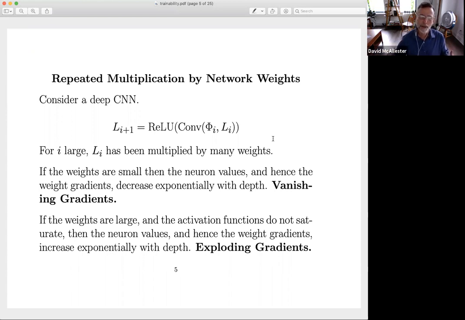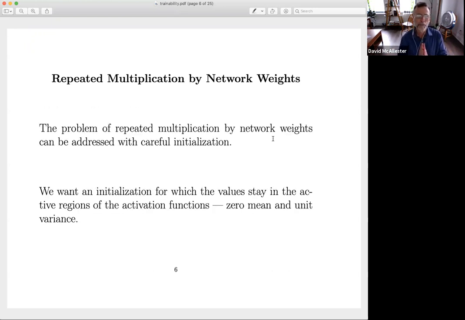So it's very important to have those weights be just right. Not too large, not too small. You'll get either vanishing gradients or exploding gradients. So there's been progress in understanding this problem and doing careful initialization. So we want to initialize the weights such that they're just right, such that the data as you're going through the network stays in the active region of the activation functions, of these threshold functions.